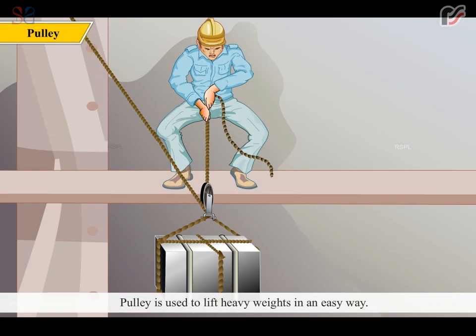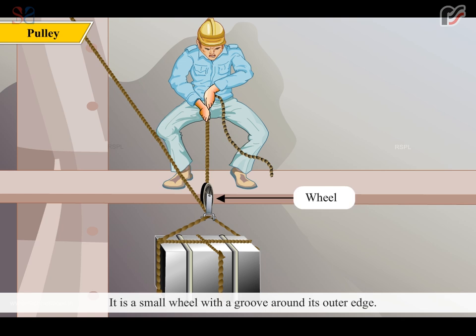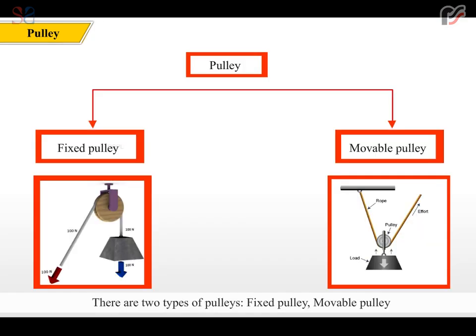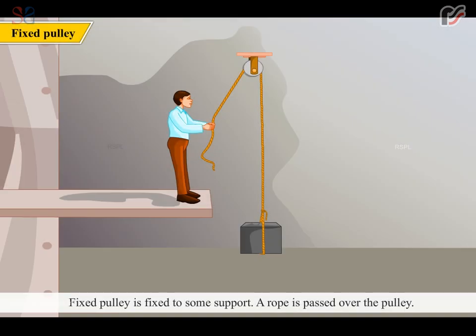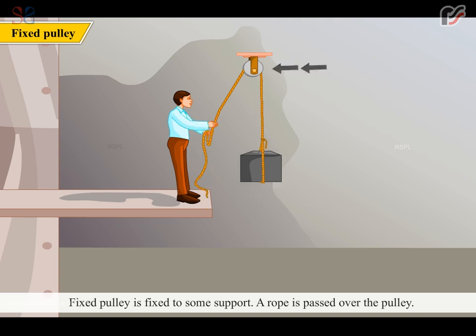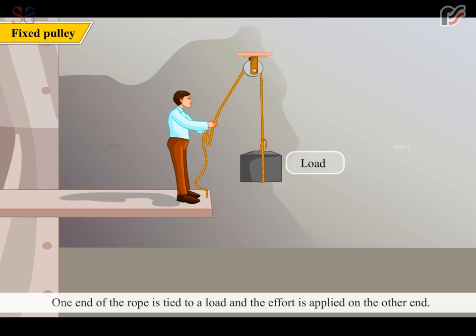Pulley. Pulley is used to lift heavy weights in an easy way. It is a small wheel with a groove around its outer edge. This groove can hold a rope in position. There are two types of pulleys: fixed pulley and movable pulley. Fixed pulley. Fixed pulley is fixed to some support. A rope is passed over the pulley. One end of the rope is tied to a load and the effort is applied on the other end.